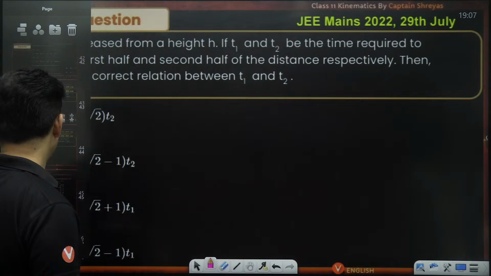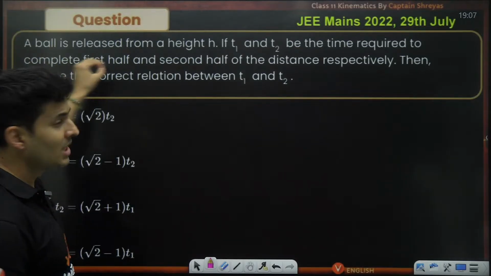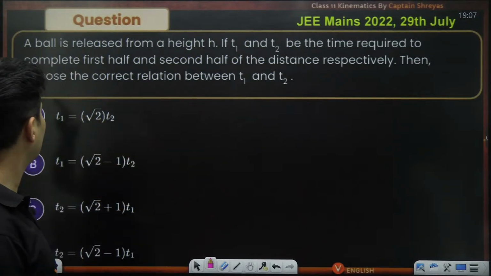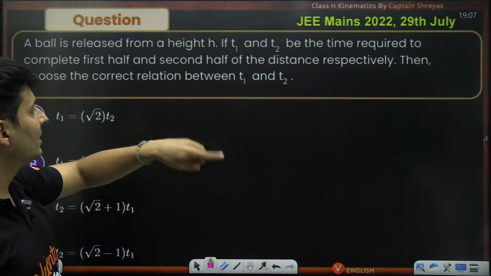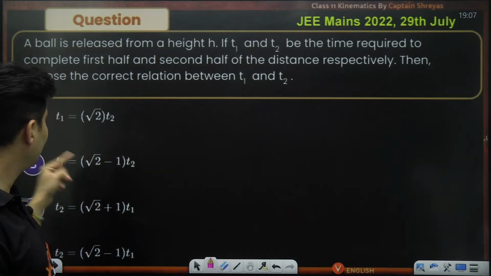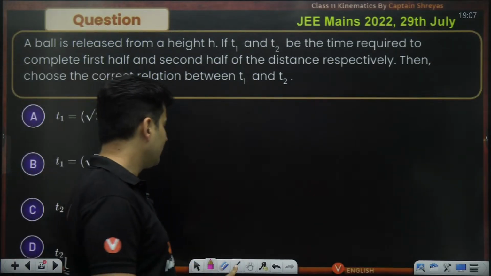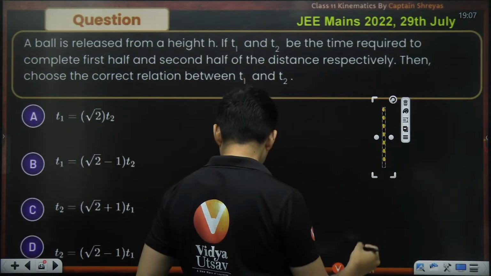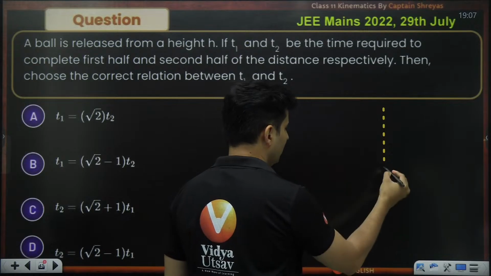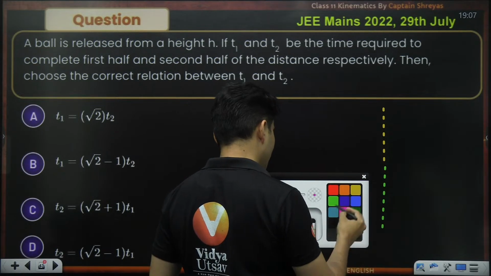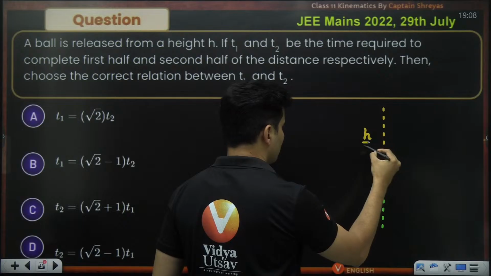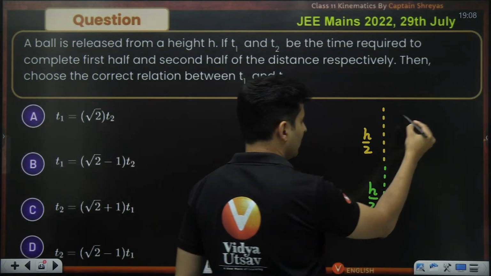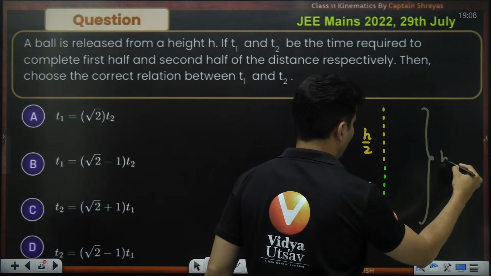Now, going on to the next question coming up on your screen. There is a ball which is released from height h. If T1 and T2 are the time taken to complete the first half and the second half of the distance respectively, choose the correct relation. Interesting question. Let's see. First half is this much and second half is this much. So let's say this is h by 2. Obviously, this is also h by 2. And of course, the total height was h.